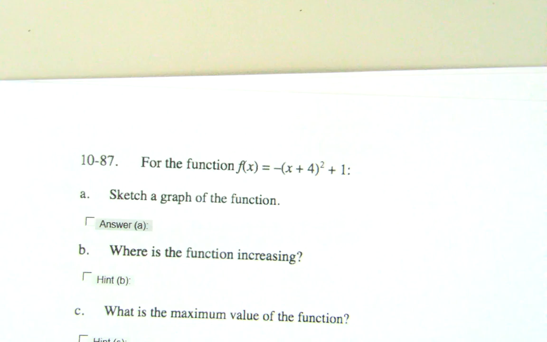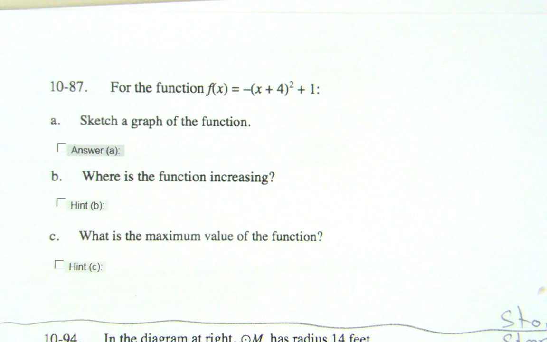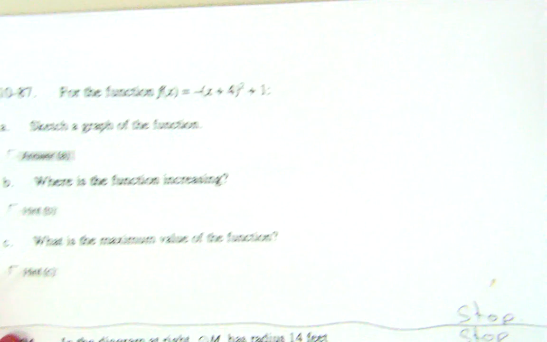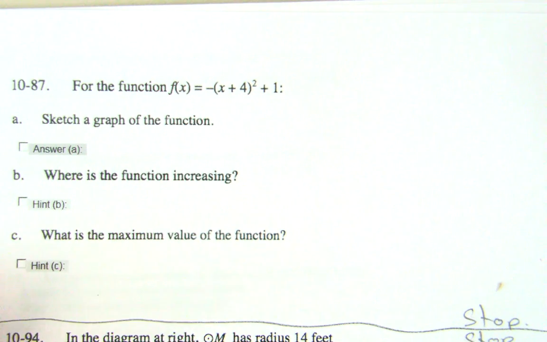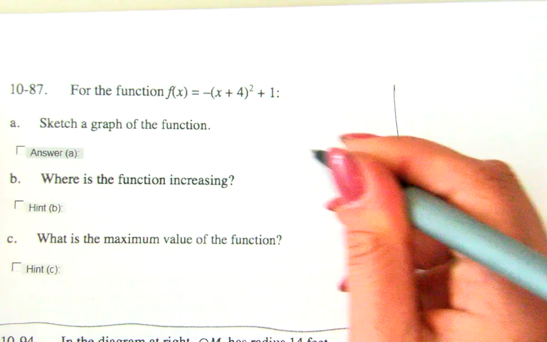Right, and then 87 is the last one. Where are we at? For the function, sketch the graph. Okay, that shouldn't be too hard. Where is the function increasing, and what's the maximum value? Okay, this should be pretty easy to do.